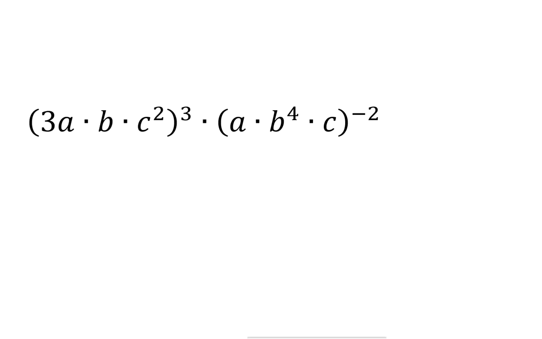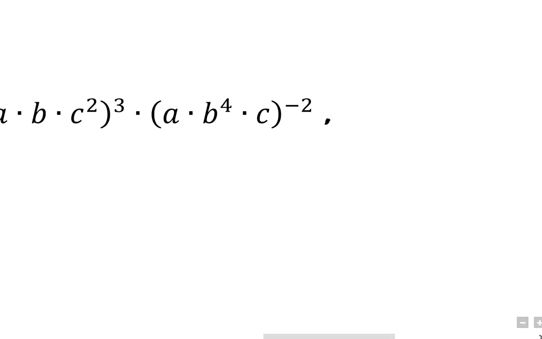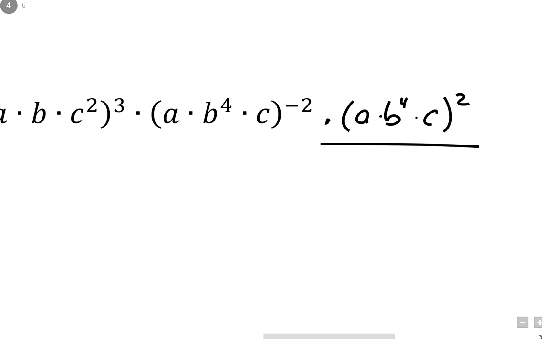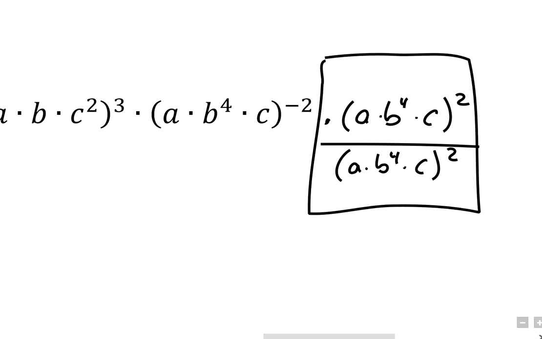This one, our number one way of getting rid of negative exponents, and you could do this at the very start, right? If I wanted to, I could multiply this by, in parentheses, a times b to the 4th times c to the 2nd power, and I could put the exact same thing in the denominator, a times b to the 4th times c to the 2nd power. So if I multiply by that, I'm not changing the value, right? I'm just multiplying by essentially a giant, that's just the number 1.